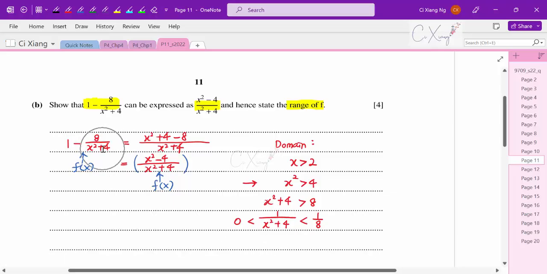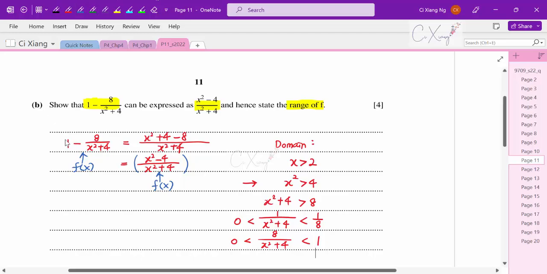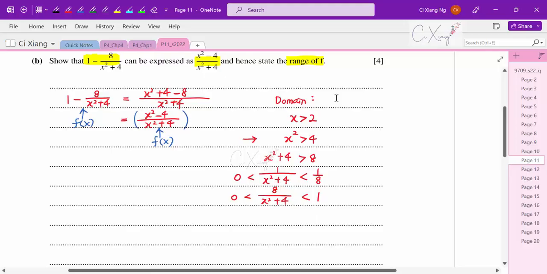Okay, so next step again, I need to multiply 8 to the whole inequality. Multiply 8, I will have this, and then 8 over x squared plus 4. Multiply 8, I will have a 1. Okay, and after that, I want to take 1 minus 8 over x squared plus 4. So let's imagine if I take 1 minus 0, I will get a 1. If I take 1 minus 1, I will get a 0, right?